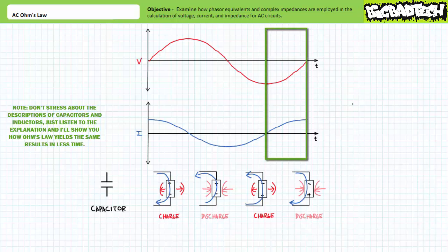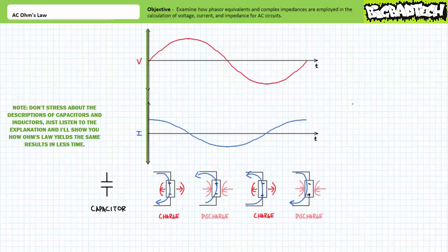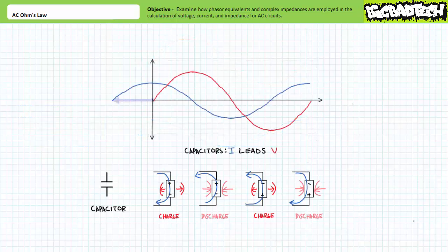When discharging, current flow reverses direction and the voltage differential drops. When completely discharged in one direction, the charge process begins anew, only in the opposite direction. We're right back where we started. In summary, current through a purely capacitive element will always lead voltage across it by 90 degrees.